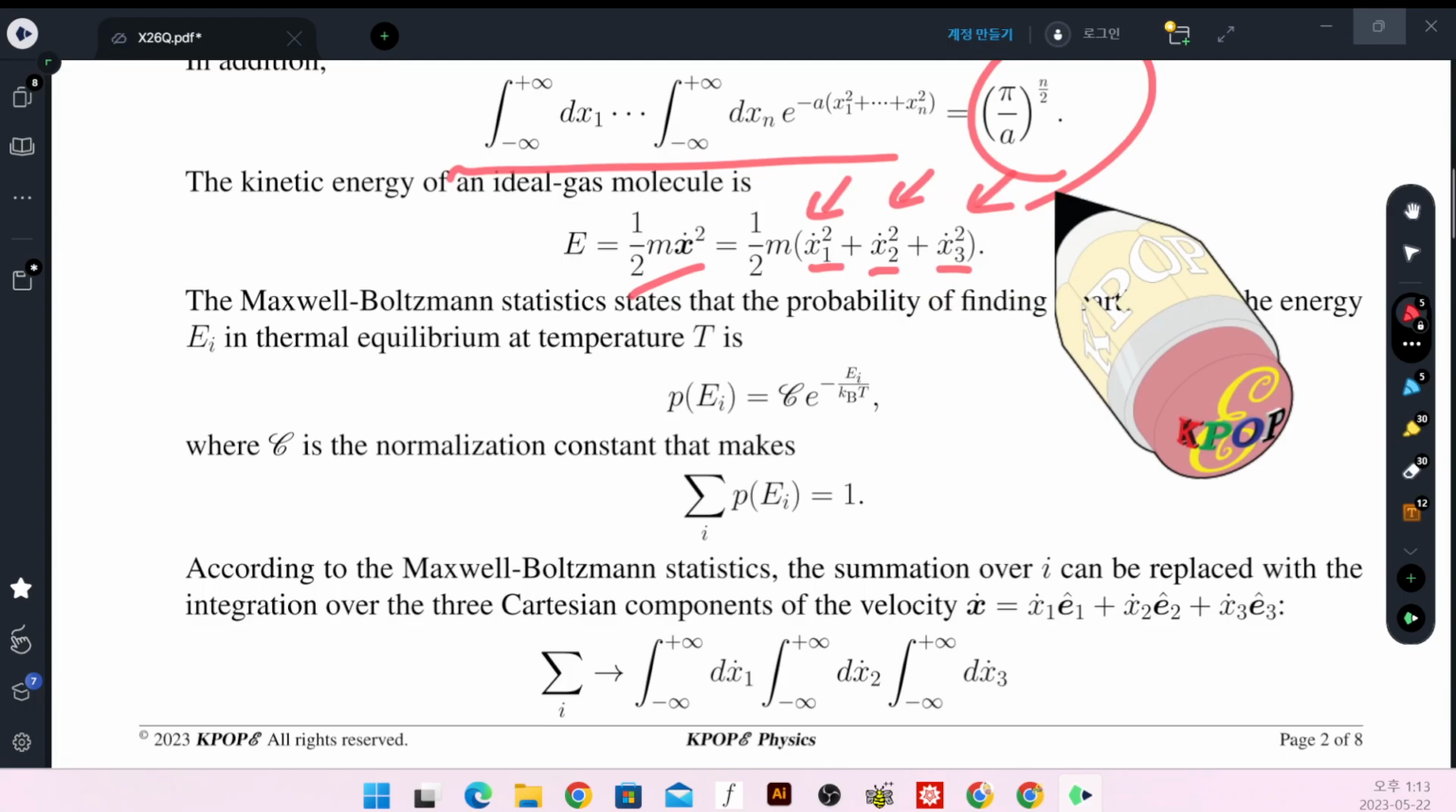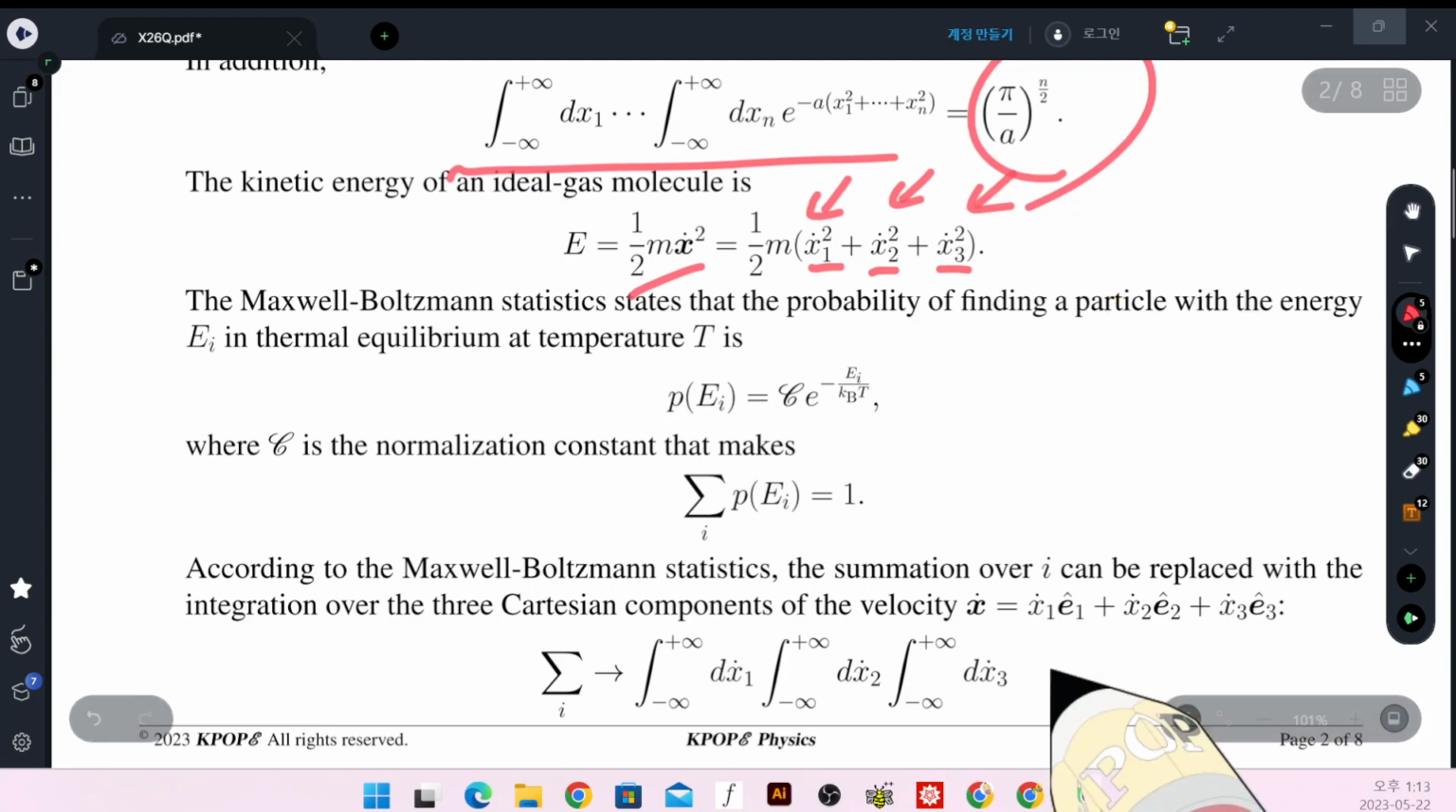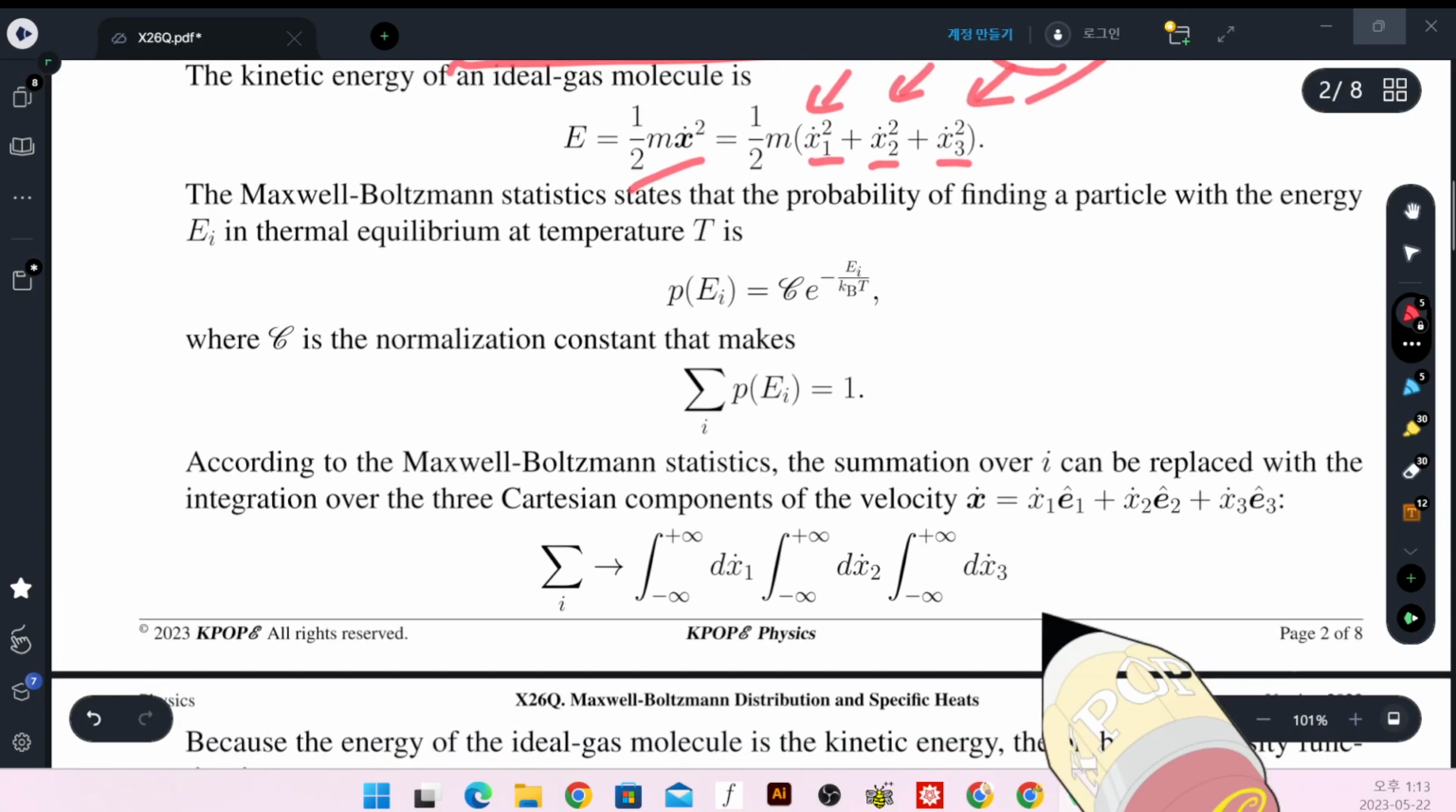Sure, if I select a single molecule, I don't know what happens. But if I have a large number of molecules of order Avogadro's number, then the average value will certainly be the same for all three components. So we next assume the Maxwell-Boltzmann statistics for the molecule's kinetic energy.